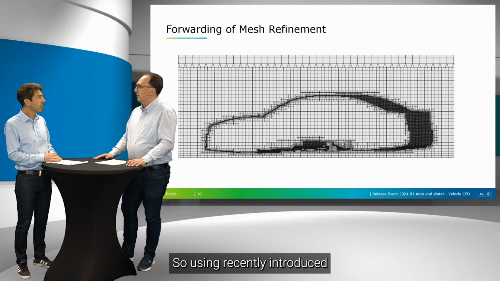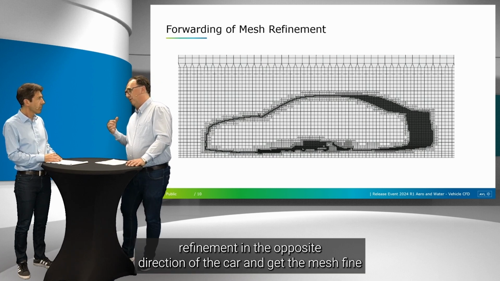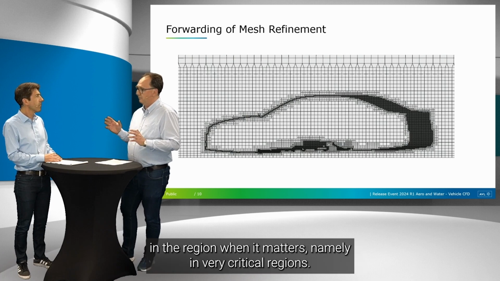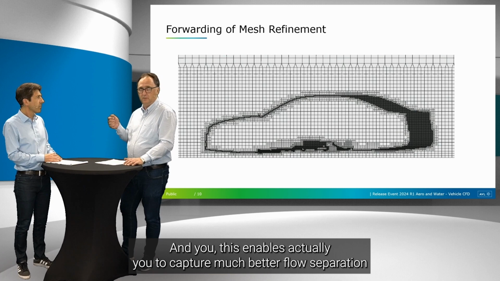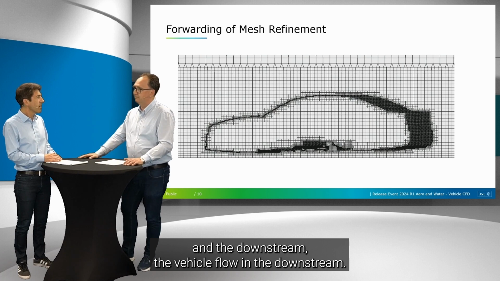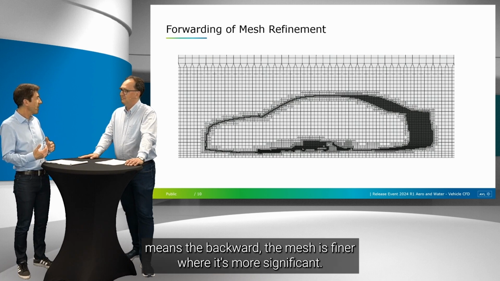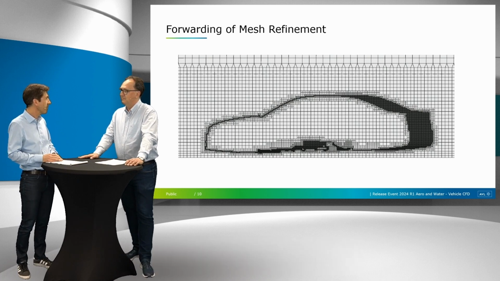Using the recently introduced smart formula utility, you can easily do forwarding of mesh refinement in the opposite direction of the car and get the mesh fine in the region when it matters, namely in very critical regions. This enables you to capture much better flow separation and the wake flow downstream. So I understand, moving forward mesh refinement means that backward the mesh is finer where it's more significant.